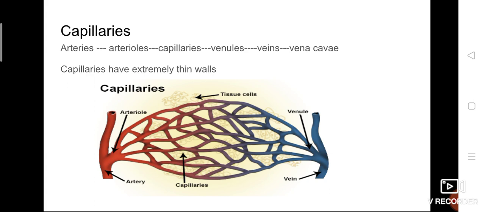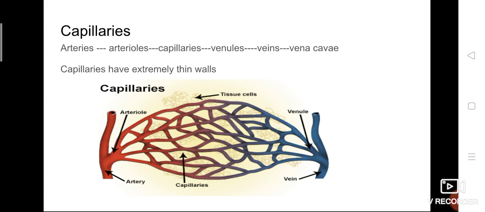They are extremely thin. If you see the picture, you can understand. The red lines are arteries. We know that arteries usually carry oxygenated blood, so it is good blood, and it is usually represented by red color. And if you check veins, veins usually carry deoxygenated blood. It is called foul blood or bad blood, and it is usually represented by blue color.